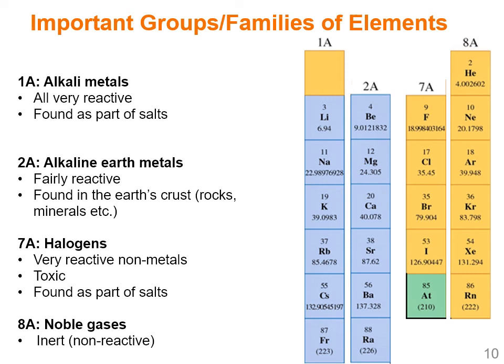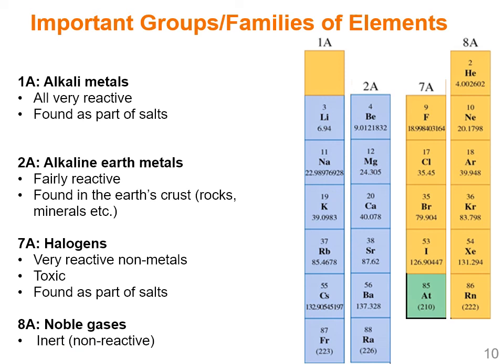And the last group is 8A. These are noble gases. They're called noble because they don't like to form compounds with anything else. They're always in monoatomic form by themselves. They're inert and they're non-reactive.